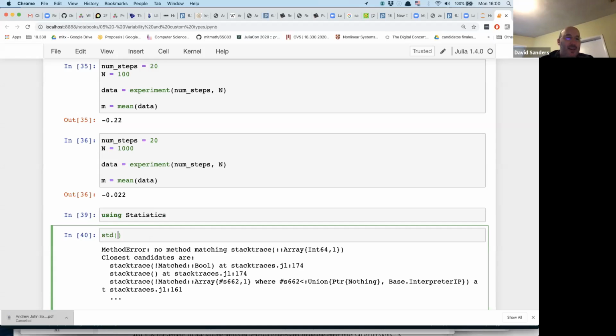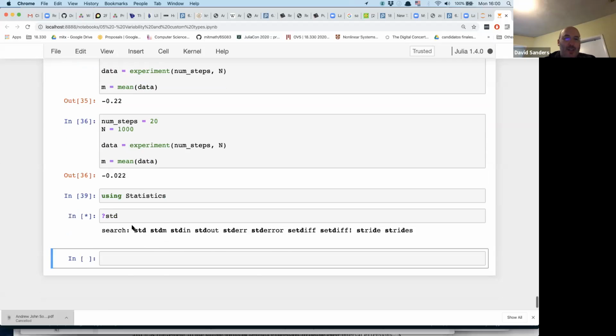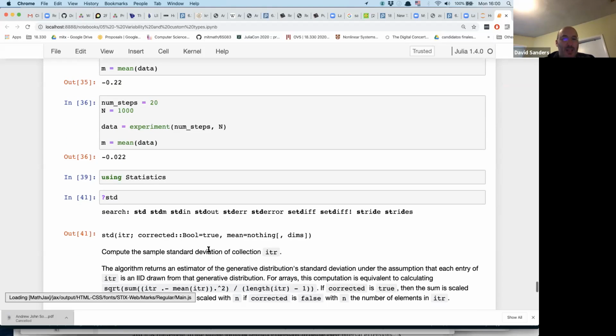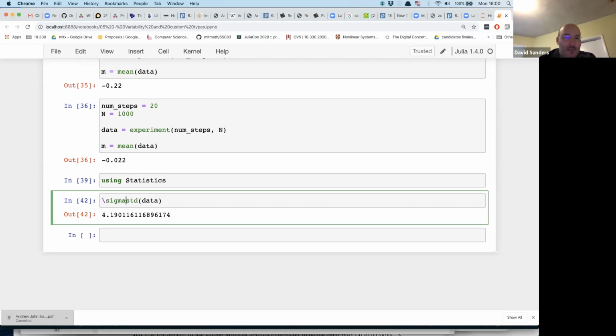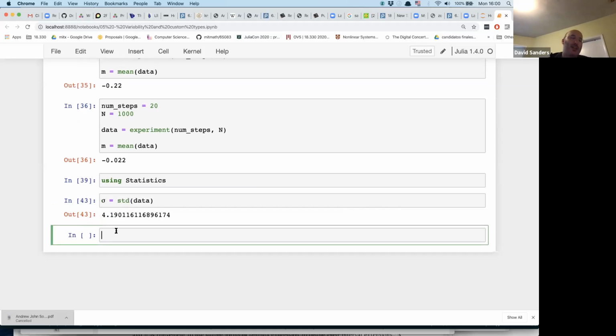Yeah, there it is. Standard. It's called STD. STD, compute the sample standard deviation. Okay, thanks. Standard deviation of data. Let's call that sigma. And then to get this standard error of the mean, well, what is the mean?